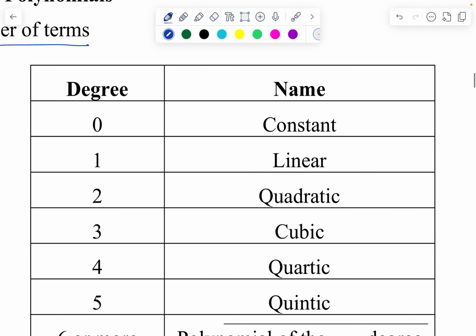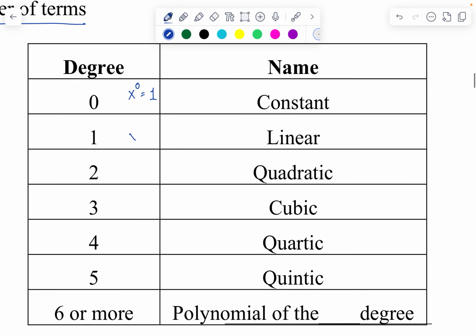Degree. If there is a 0 degree, that means, suppose we have a variable x raised to the 0 power. Anything to the 0 power is a 1. Look at that. It's a constant. 1 is a constant. If the degree is 1, x to the first power, then we know that's linear. X to the first power is simply x. It's a quadratic when it's x squared. X cubed makes it a cubic. X to the 4th is quartic, and x to the 5th is quintic.